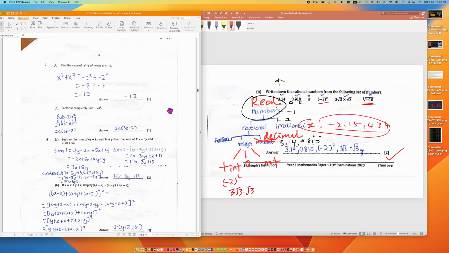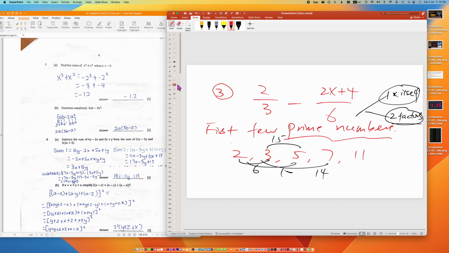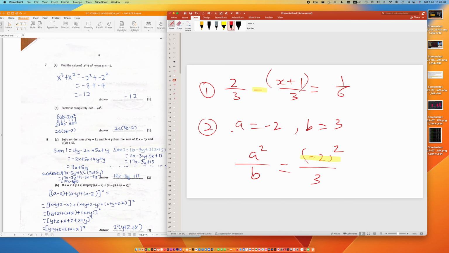So once again, did you notice that you sub in the value without putting the bracket? Did you self-correct? No, not for this one. Okay, this is negative 1. So what I'm trying to tell you here is, you keep making the same mistake again and again, right?